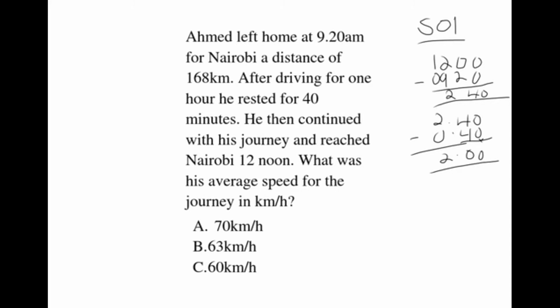The distance we are given as 168 kilometers. For us to get the speed, we take distance over time. The distance 168 divided by time 2 hours. By 2 1, by 2 84. Therefore, our correct choice is choice D, which is 84 kilometers per hour.